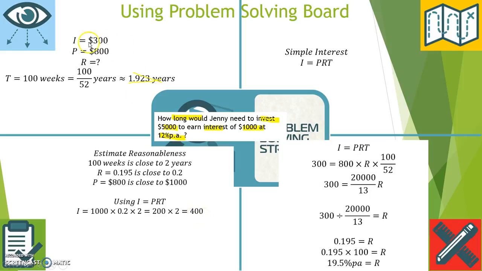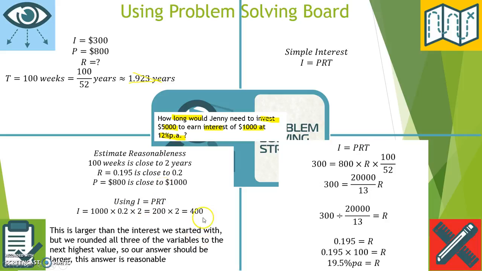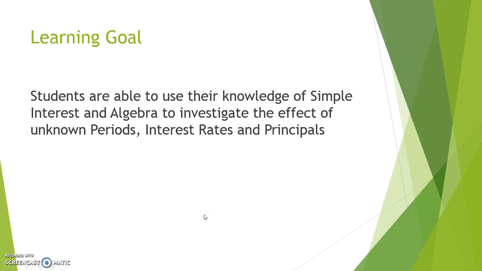Now obviously that's much bigger than $300, but we did make some fairly big rounding numbers, particularly this principal here, $200 is a quarter, again, as big as what we started with. So it's still reasonable, it's close, but not really close. So from here you should know how to use your algebra skills to find one of the other unknowns.